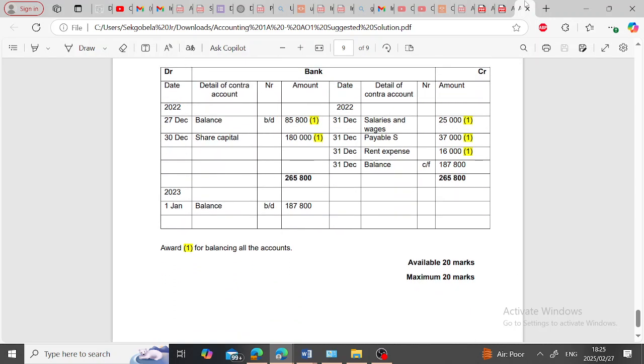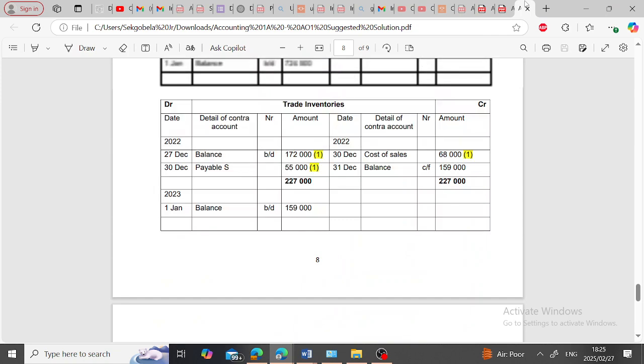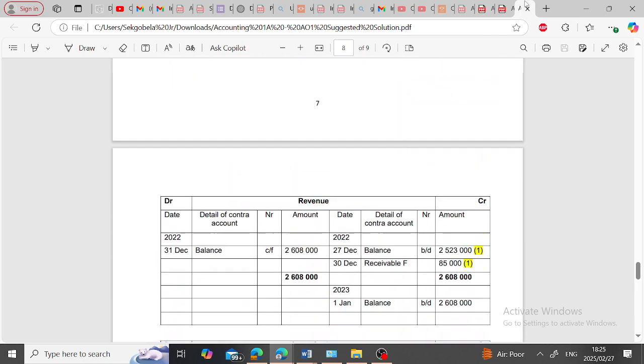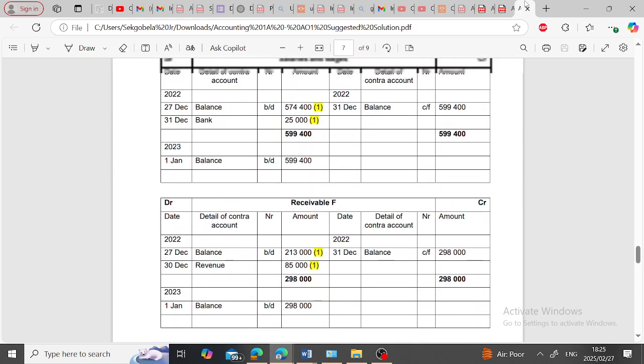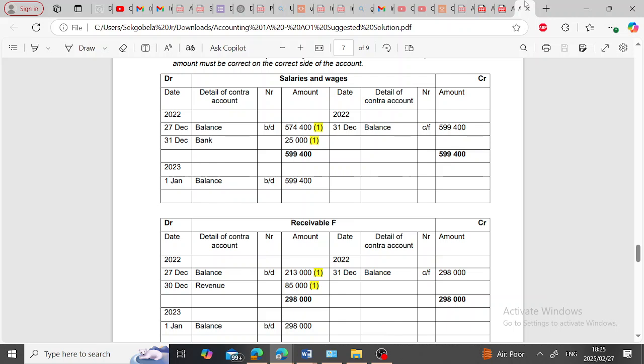So for bank, what is it? Salaries and wages, 25,000 credited. You see? And then for salaries and wages, let's come here. Salaries and wages. We have 25,000 debited. Do you guys follow? Right? Are you guys marking still, right?